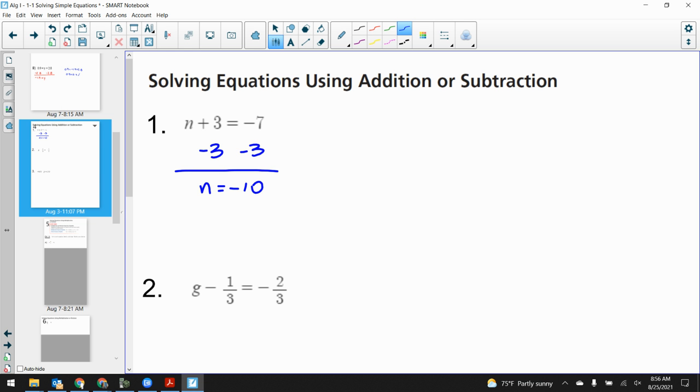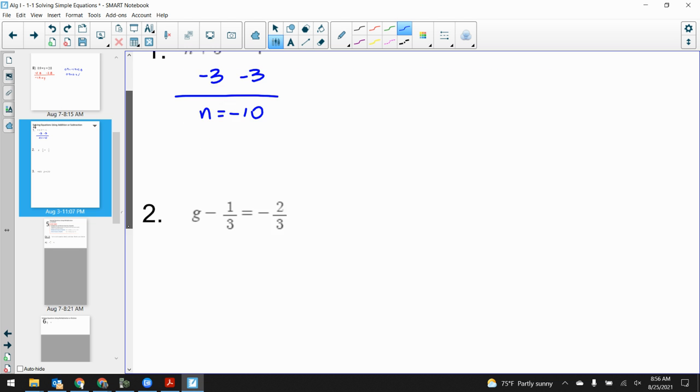Everybody take a look. If I'm doing my homework, here's my notebook paper, right? Here's number 2. Like if number 2 was our number 2, I'm going to write g minus 1/3 is equal to negative 2/3. And then I'm going to show the next line, and then I'm going to show the answer. And then I'm going to move on to number 3 or number 4. Does that make sense? Yeah, I got you.